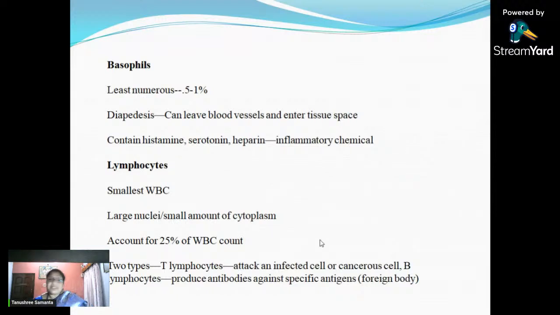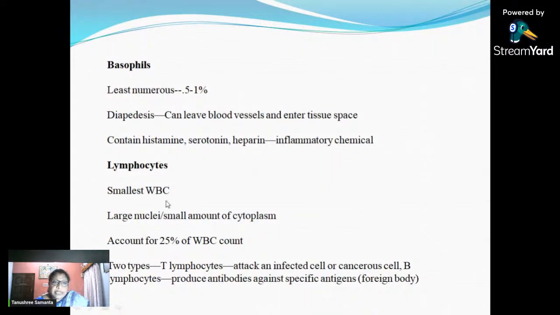And it also exhibits diapedesis, and it has granules, but here the granules are mainly that of histamine, serotonin, and heparin, which are inflammatory chemicals. They are released mainly in type 1 hypersensitivity reactions, when IgE comes and binds to its Fc receptors present on the membrane of the basophils. Again, not going into the details.